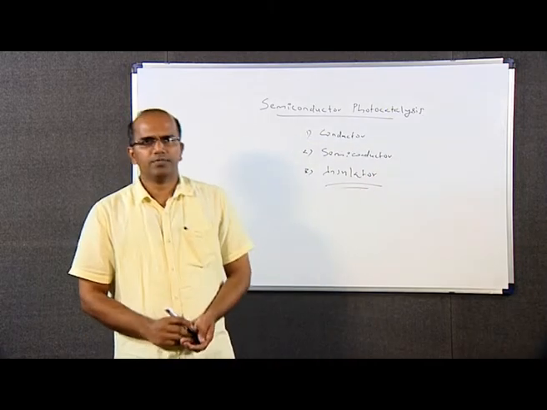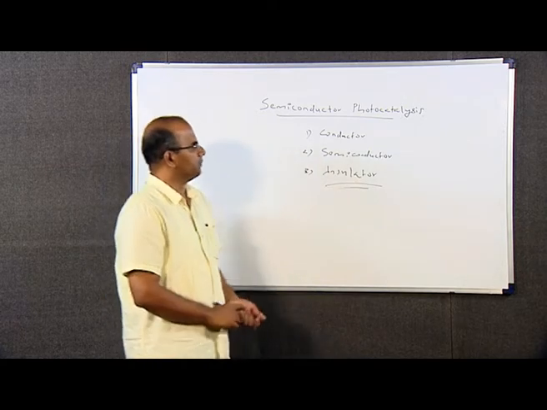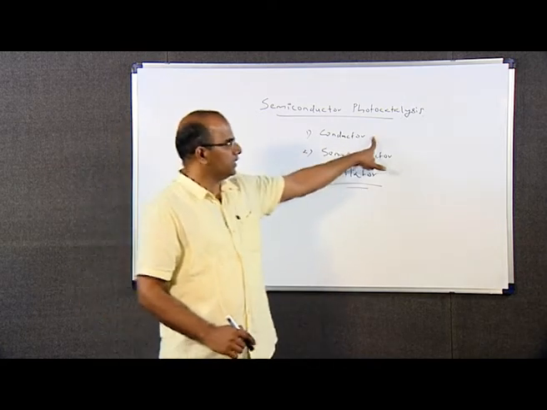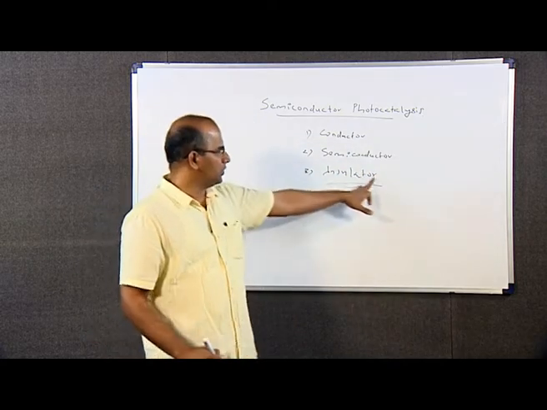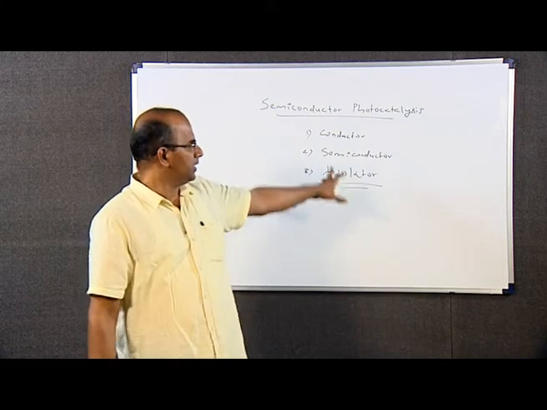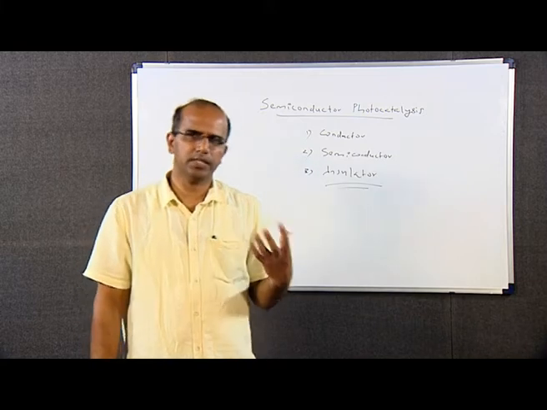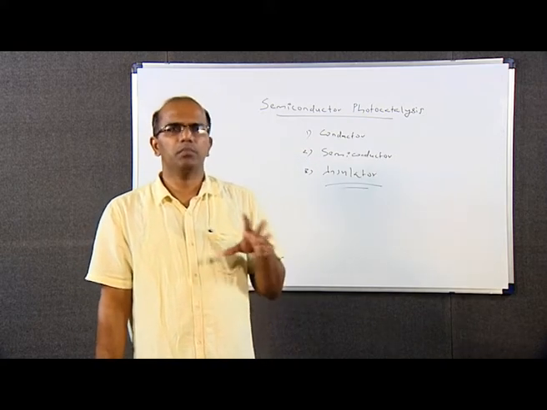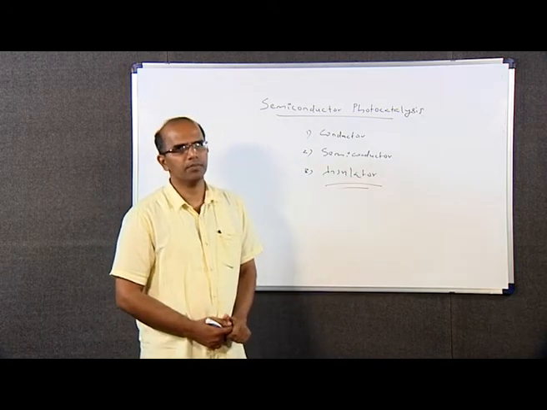How are they classified? Because of the ability to pass the electricity. For example, a conductor is a material which can pass electricity, an insulator cannot pass electricity, and a semiconductor, if you give some doping or some heating, can pass electricity. Now, how did this classification come about?